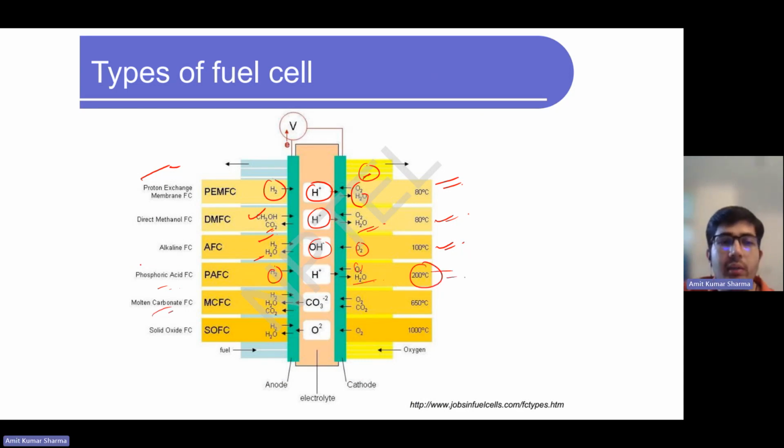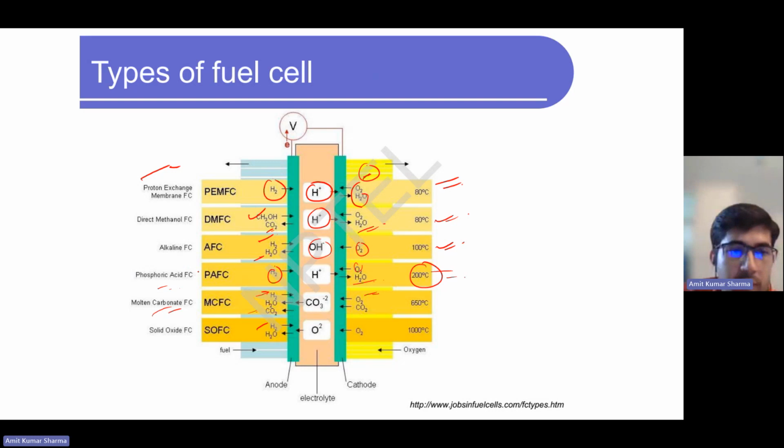Molten carbonate fuel cell: hydrogen is supplied at the anode, oxygen is supplied at the cathode, and carbonate ion travels from cathode to anode. H2 and CO2 are generated at the anode.